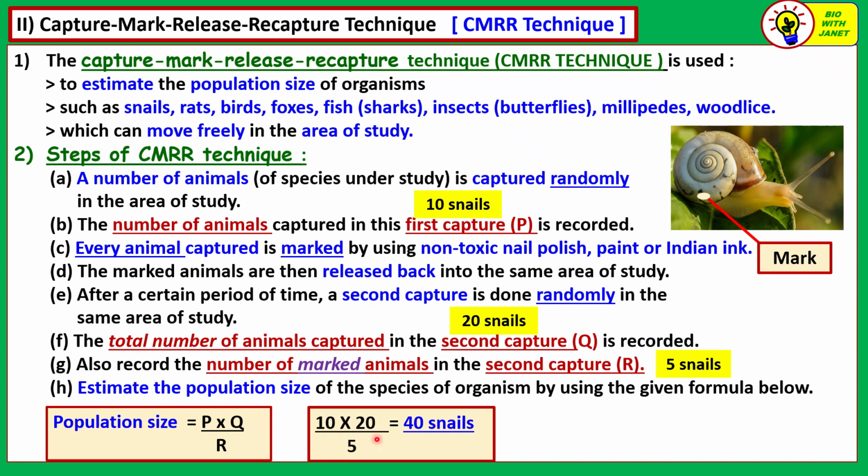Okay, so if I use my example, P is 10, times 20, so Q is 20, divided by 5, because R is 5. Okay, so my answer is 40 snails.